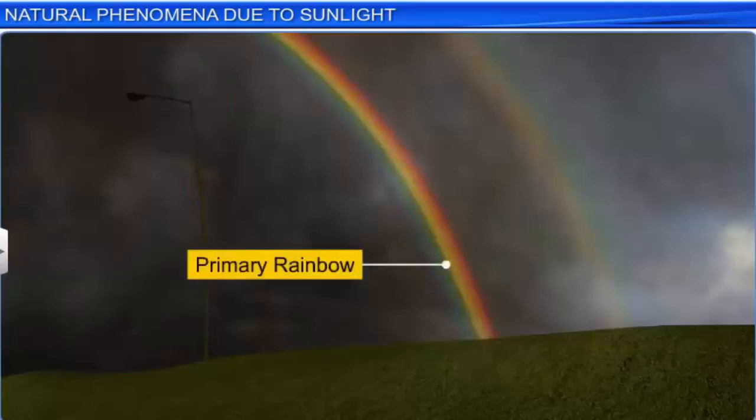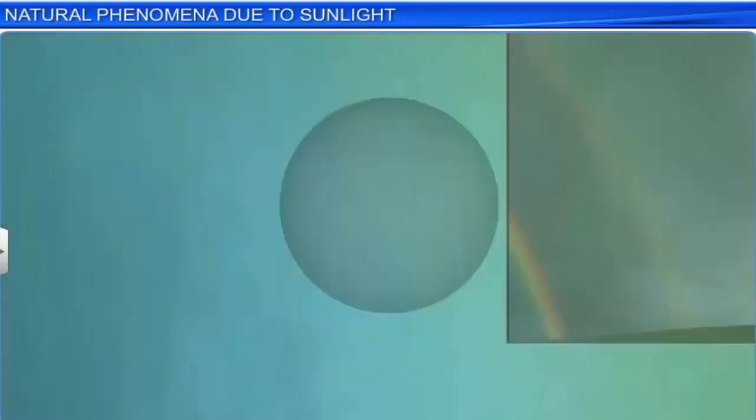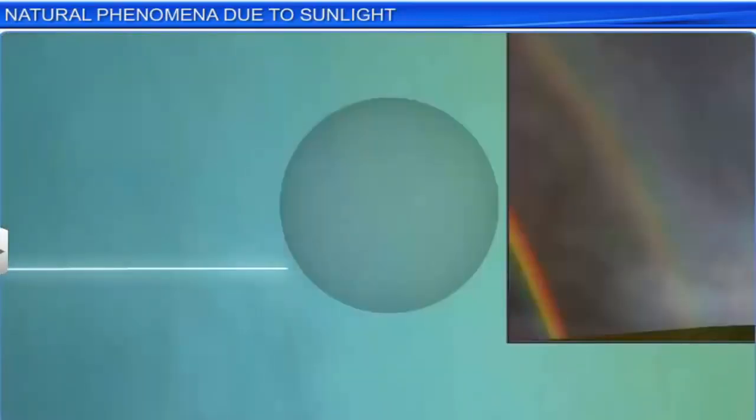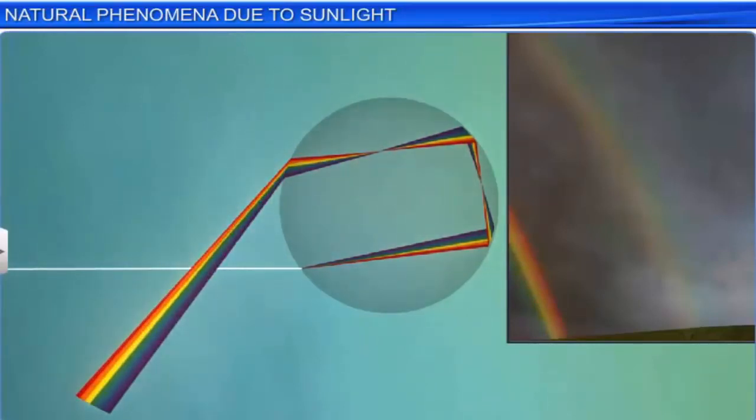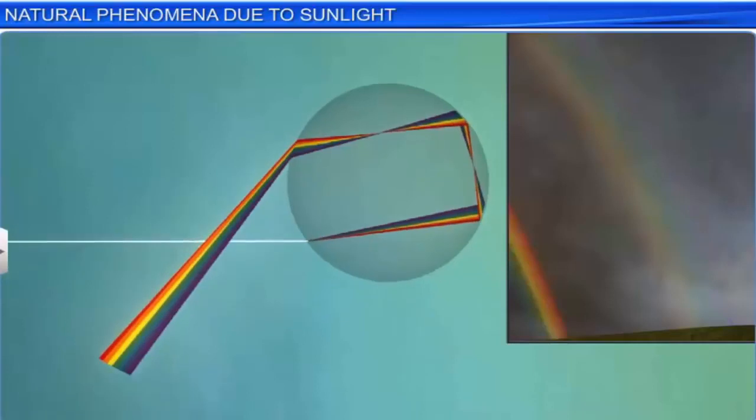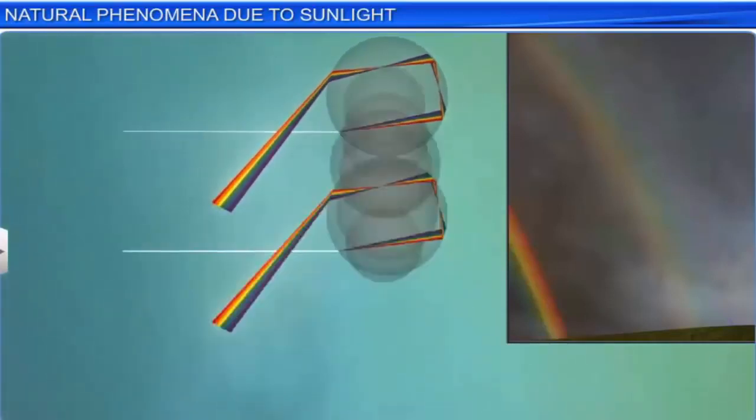Note that the colors are reversed in the secondary rainbow with red color at the inner edge and violet color at the outer edge. This is because the observer viewing the secondary rainbow receives violet light from the water drop at the top and red light from the drop at the bottom. In the case of the formation of a secondary rainbow, the emerging red light makes an angle of 50 degrees and the violet light makes an angle of 53 degrees with respect to the incoming sunlight.